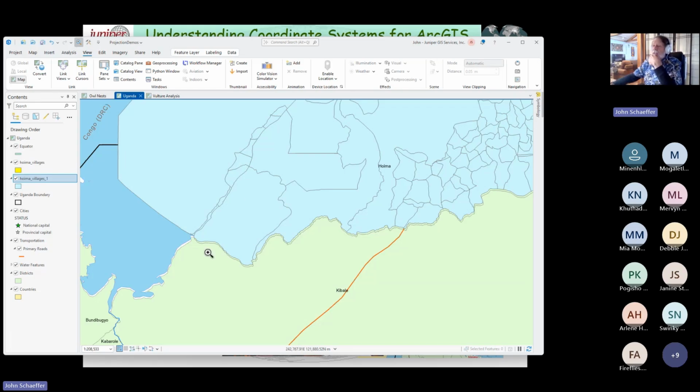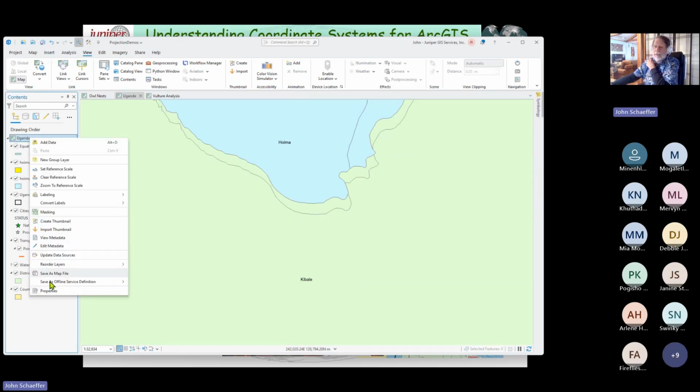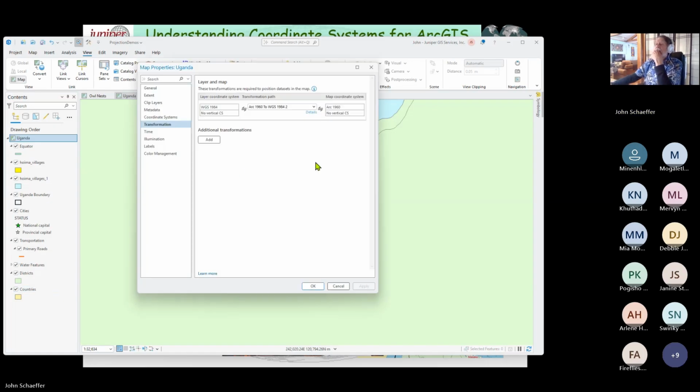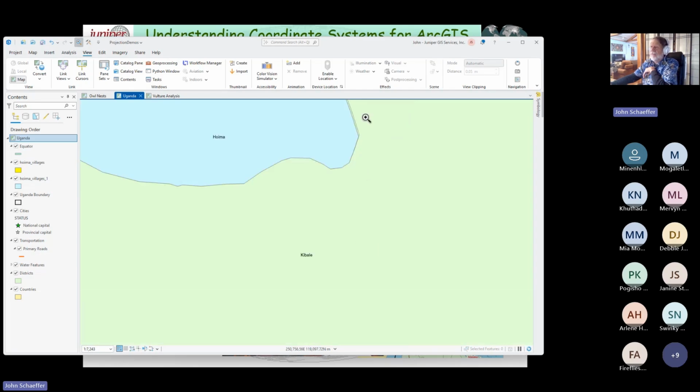Now, it came in, but it's not quite right. So let's go back to the data frame, right-click Properties, and this is the correct transformation for that area. But let's just see what happens if we say do not transform, and we'll say OK, and boom, all lines up. I think we'll probably find a few differences, but it's all set.